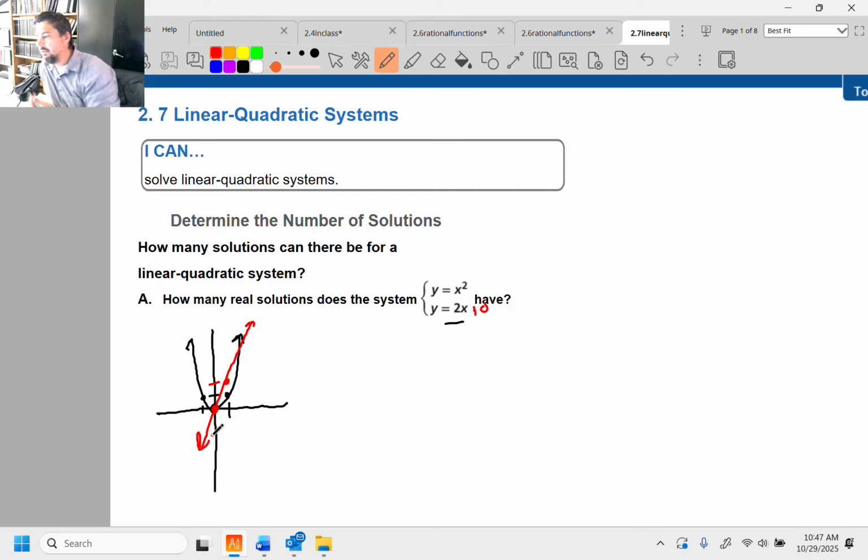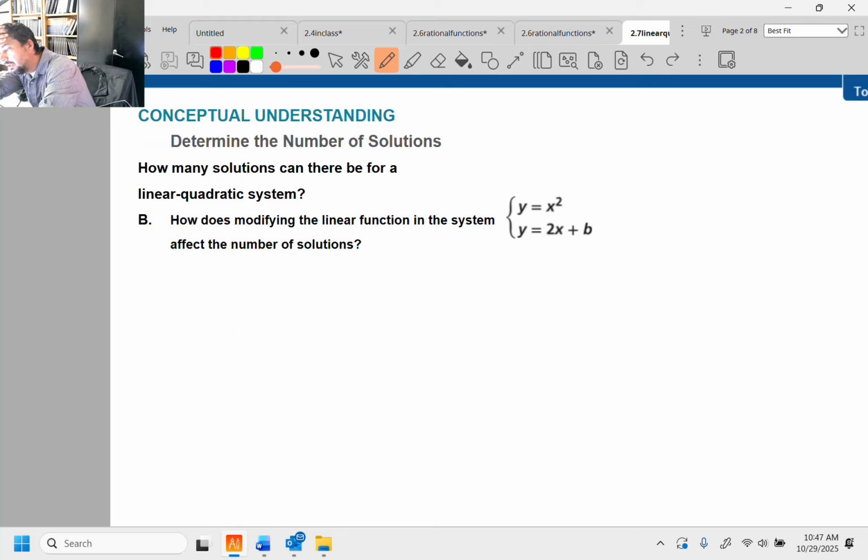So it turns out that this has two solutions. Now, I was not asked to determine them, but she does have two solutions. She does. This intersection up here should be at 2, 4. But she does have two of them. Let me see if I removed a question or not. Okay, good, I didn't. Determining number of solutions. And the question here is how many solutions can there be for a linear quadratic system? So how does modifying the linear function affect the number of solutions?